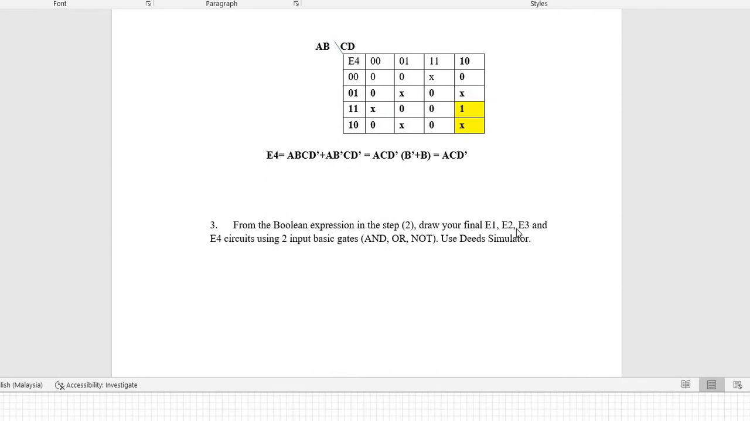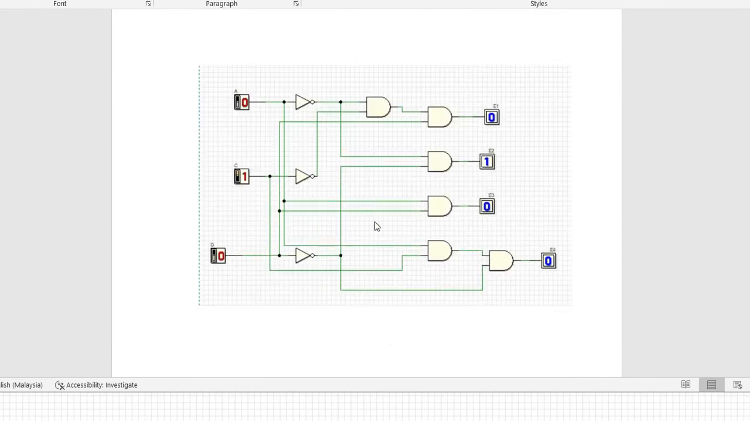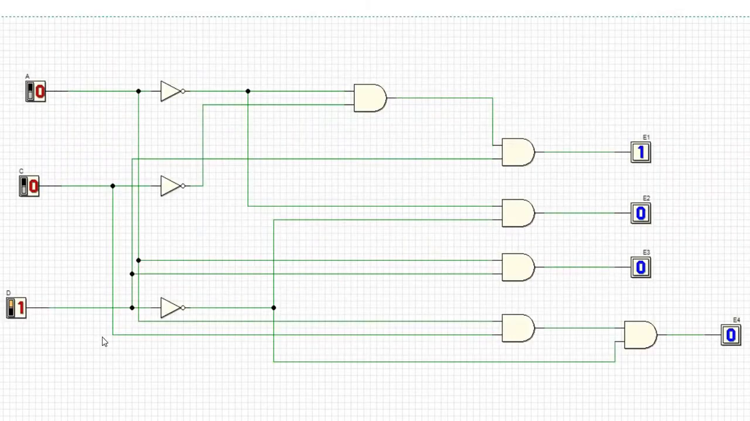So the final should be like this, or as I just showed you. This is the final circuit.